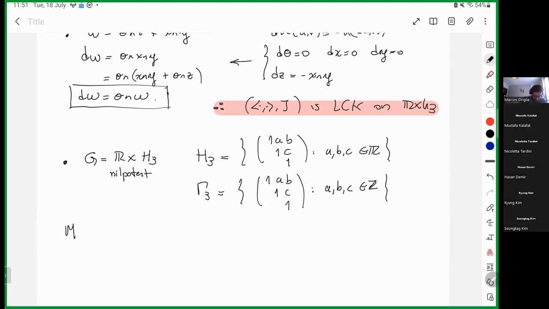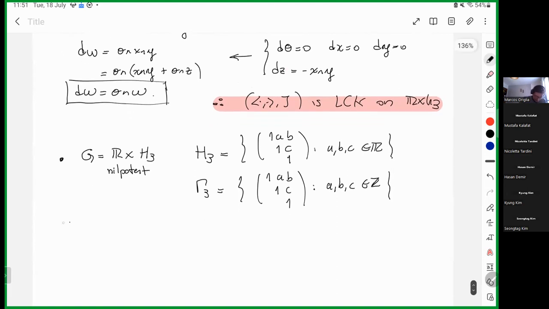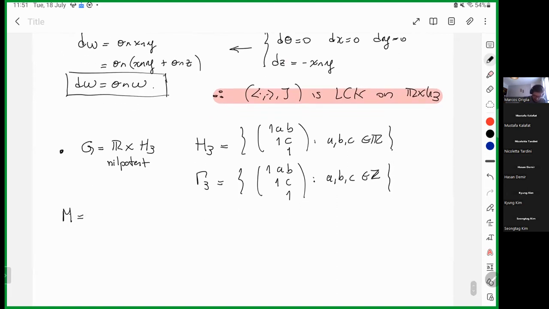And our final manifold is just G with the lattice. Now, what is the lattice? We have a lattice in H3, which is extended by Z. So R times H3 quotient by Z times Gamma 3. So that's the idea. So this is isomorphic to S1 times H3 quotient by Gamma 3. I mean, as a manifold, this is just this one.